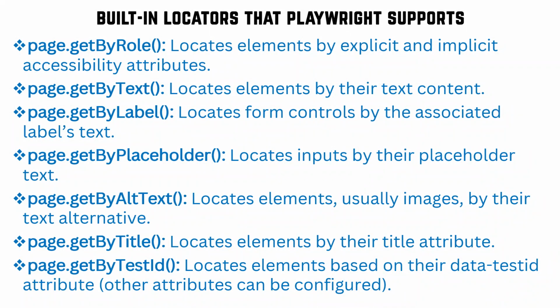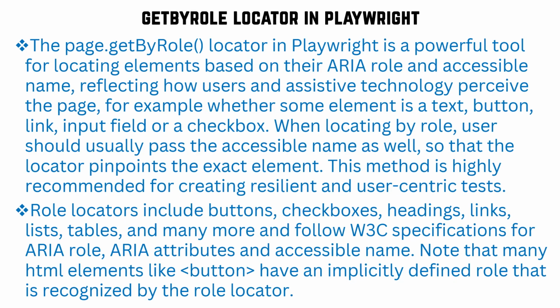So you can try to use that get by alt text method. Get by title, in case some element is having the title, we can use it. In case some element is having data-testid attribute, we can use the get by test ID locator strategy. Now let's understand about the get by role.